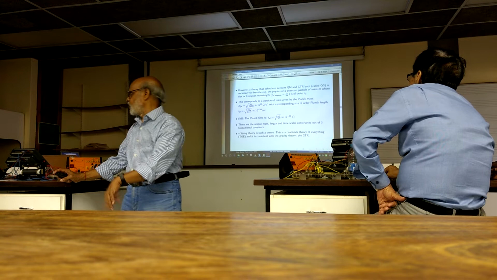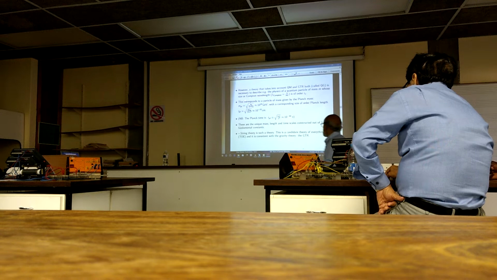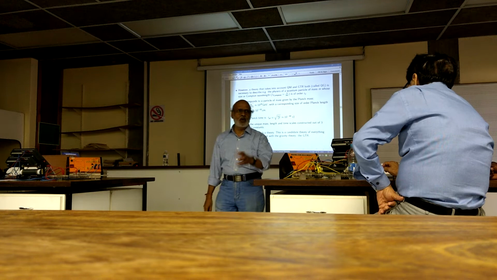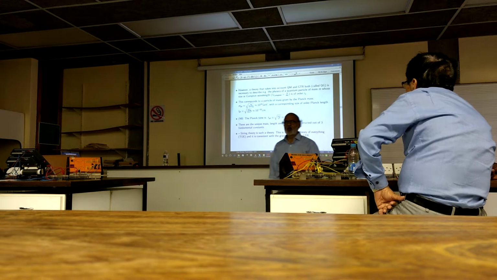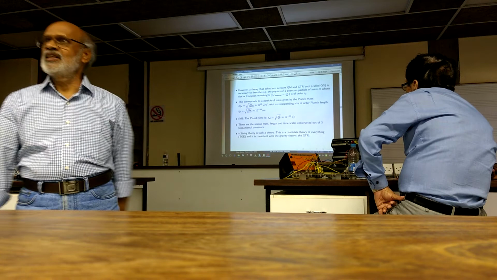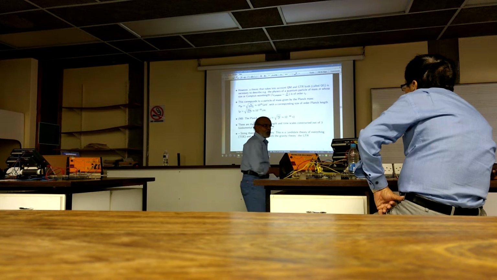At that time, using these three fundamental constants, h, c, and G, Planck constant, velocity of light, and Newton's gravitational constant, you can construct three more fundamental constants: Planck mass, Planck length, and Planckian time, which is 10 to the minus 44 seconds. This Planckian length is 10 to the minus 33 centimeters. So you will see that when things reach the order of 10 to the minus 33 centimeters, then gravity becomes very, very crucial, okay? And that is the Planck mass, 10 to the power 19 GeV.